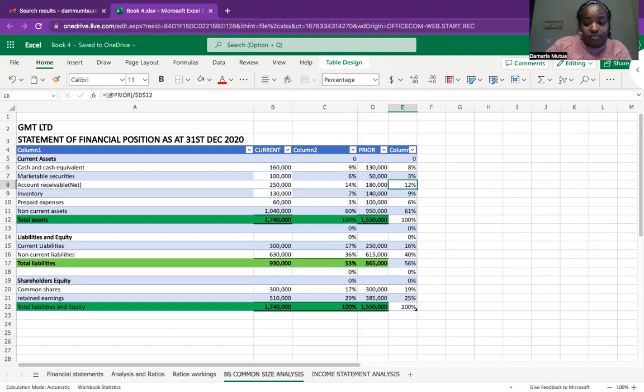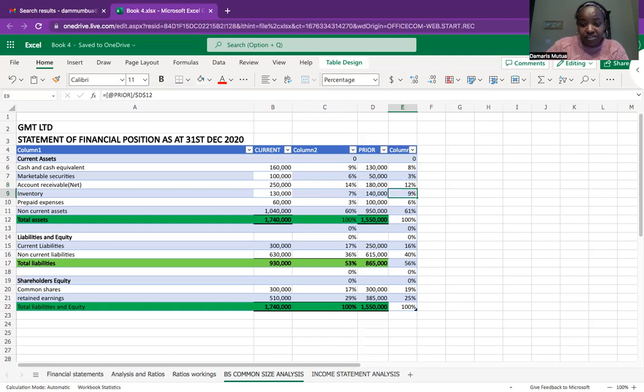The accounts receivable, prior period was 12%. Now they've increased to 14%. Why are the current assets increasing? We need to look deeper and know, do we have past due accounts receivable, which we need to really follow up on as soon as possible, because we know the longer accounts receivable is outstanding, the more the credit risk.